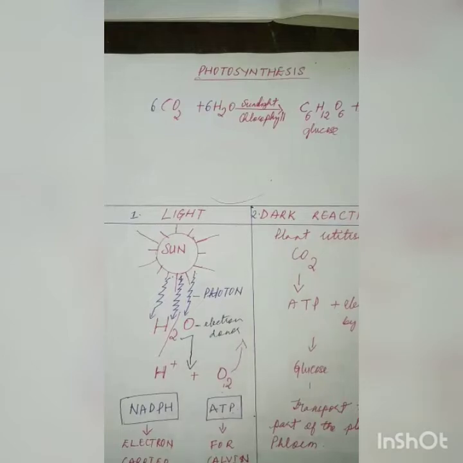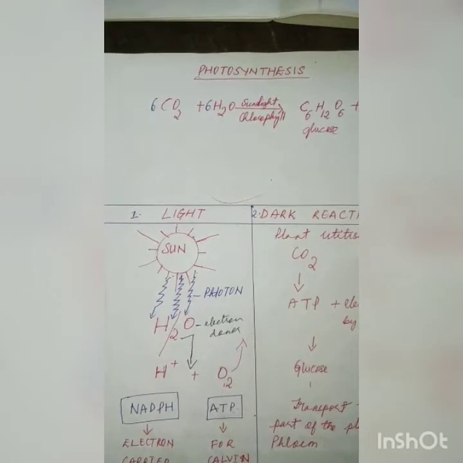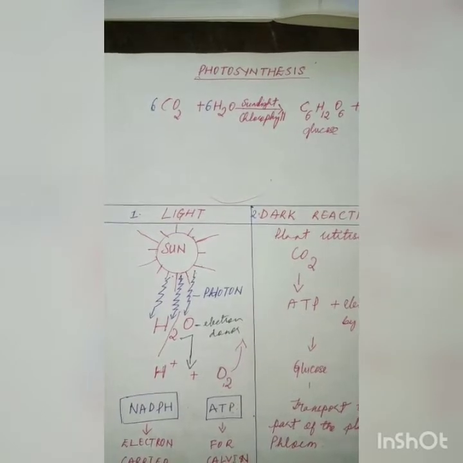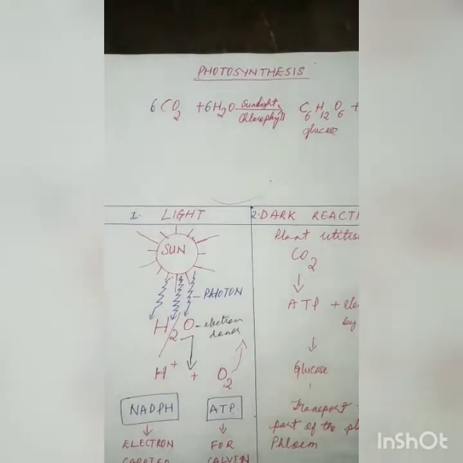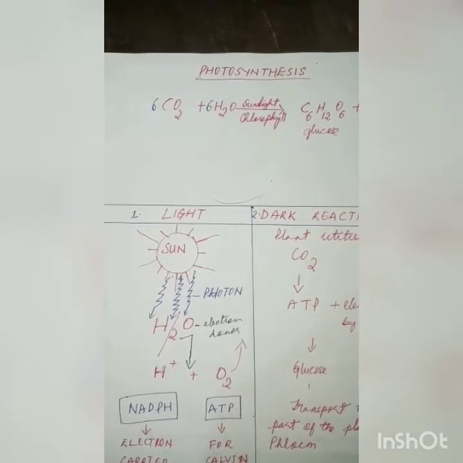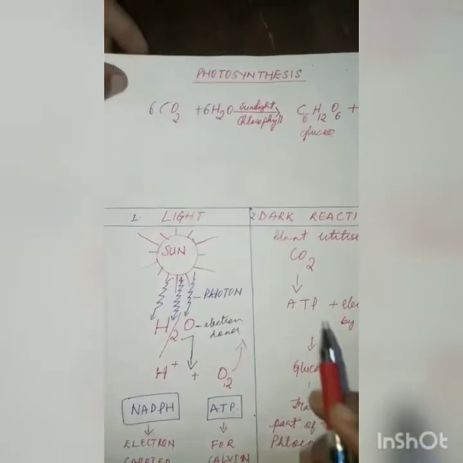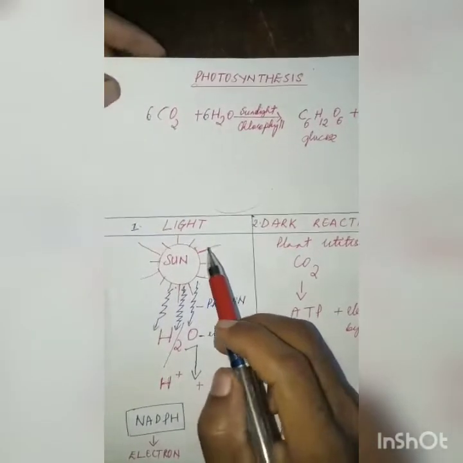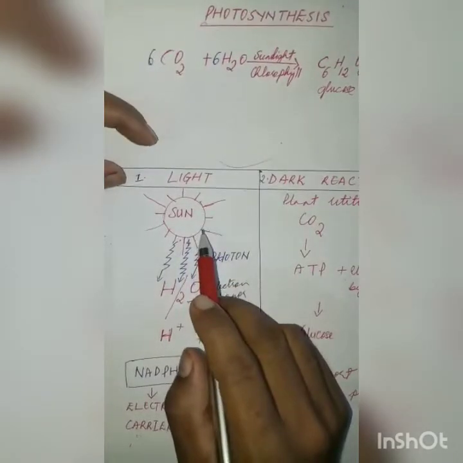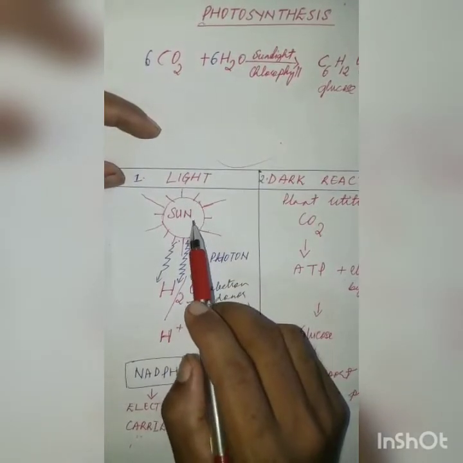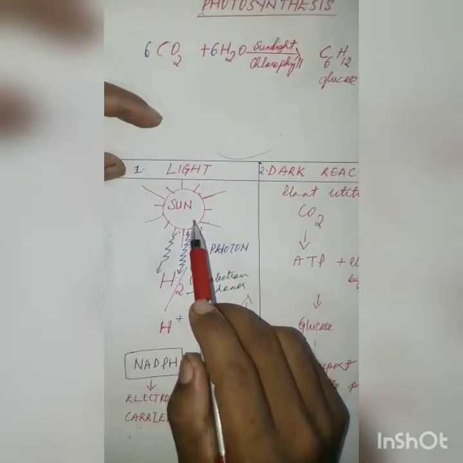Okay, now where does this light reaction occur? In the thylakoids of the chloroplast. Now let's look into the reaction first. Here, look here, you see this one. Let's talk about the light reaction first. As we know, a plant uses sunlight in chlorophyll. What does it use? Sunlight.